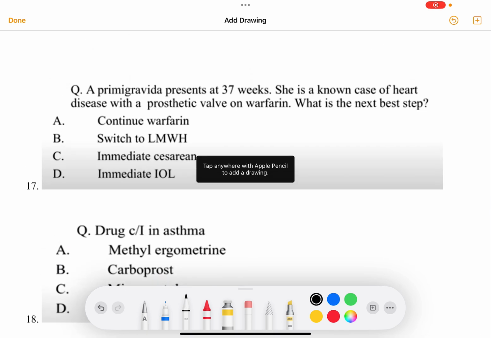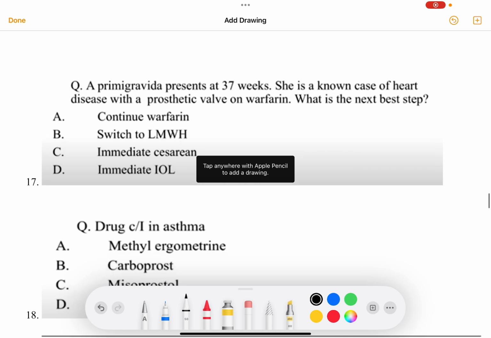This is very important. There are 2 times in pregnancy where we switch warfarin to heparin. First is in the first trimester, when organogenesis is taking place, and second is just prior to delivery, that is 36 to 37 weeks, when the patient is expected to deliver in the next 1 week, then we switch over to heparin.